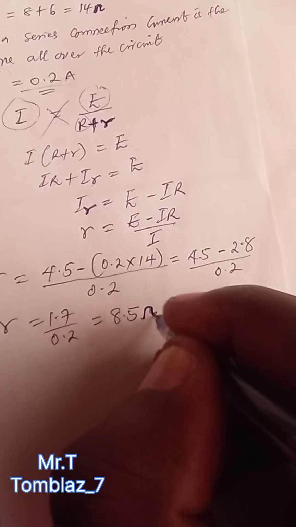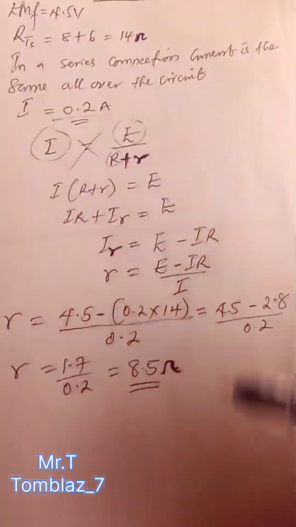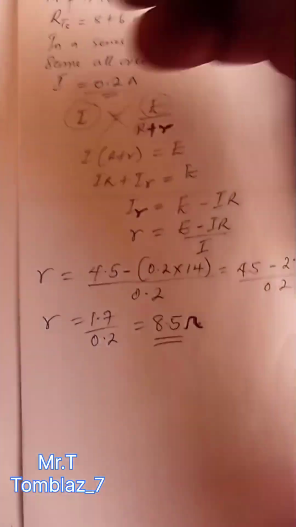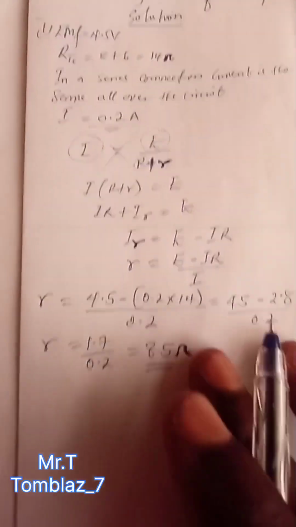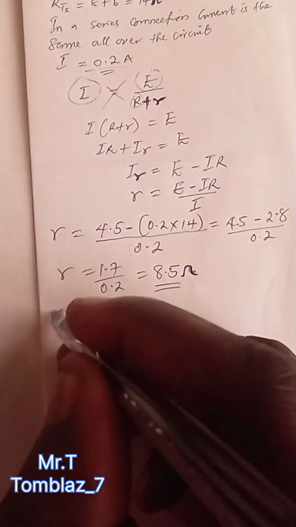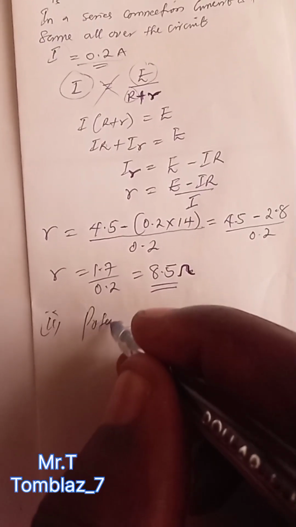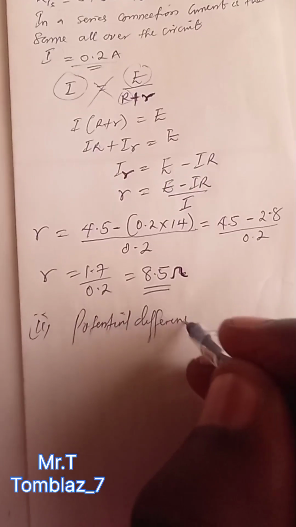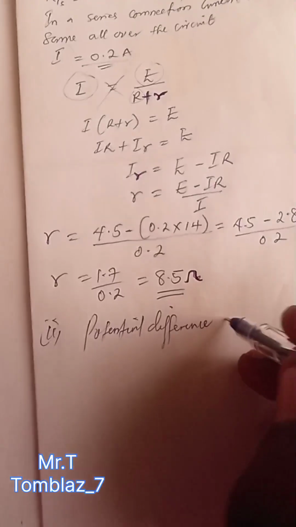So note that the general resistance is always higher than the internal resistance, right? Okay, so we have answered the first one. Then we go to part two. They say we should calculate the PD, the potential difference across the terminals.